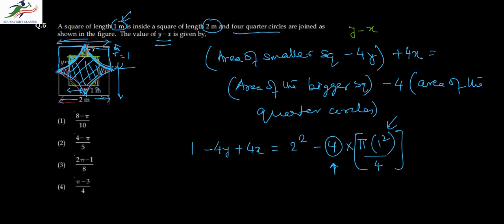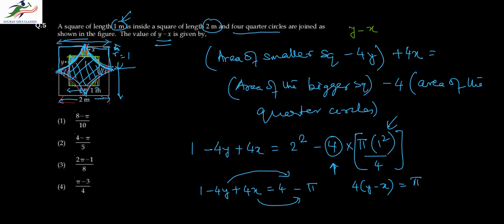So this is the equation that I get. Which means 1 minus 4y plus 4x is equal to 4 minus pi. So therefore, if I bring y and x this side and I move the other terms to the other side, I get 4 into y minus x is equal to pi minus 3, and that means y minus x, which is what is asked for, is equal to pi minus 3 by 4.